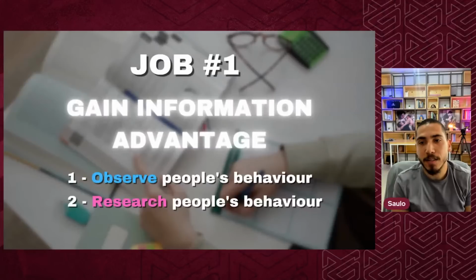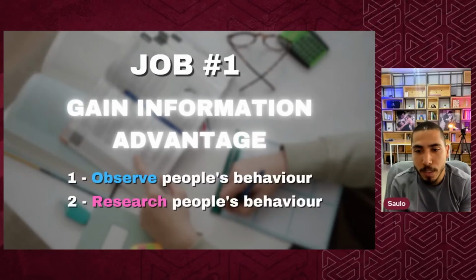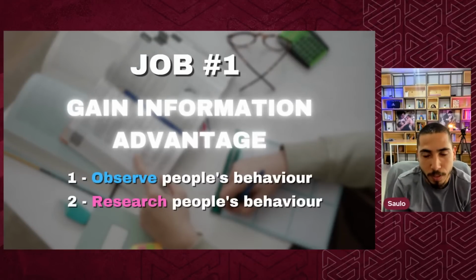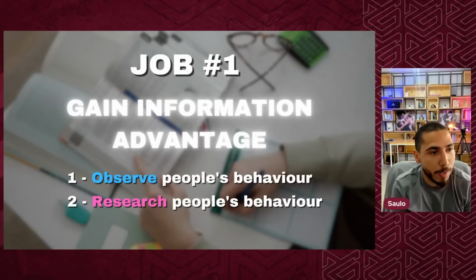But the idea here is that to maximize EV, you have a first job. Your first job is to gain information advantage. And you do that by observing people's behavior and researching people's behavior. Observing people's behavior is something really simple. As you're playing, you're observing how people play. What are their patterns? How are they constructing their ranges? What are their showdowns? You observe that.